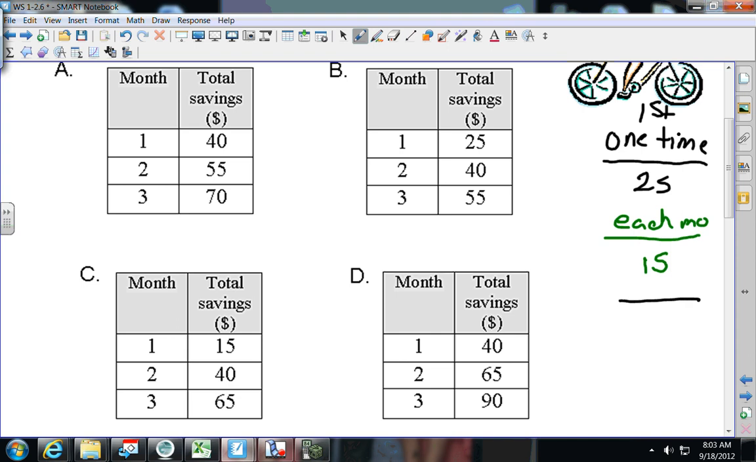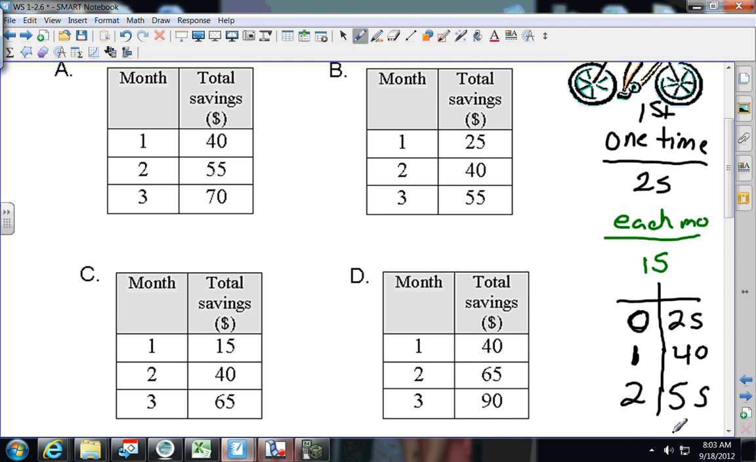Sometimes it's easier for me so that I don't make a mistake on figuring out my tables. At time 0, she puts in $25. At the first month, she now puts in $15. So how much total money does she have in there? 40. I thought I heard it. And at the second month, she puts in how much? 55.